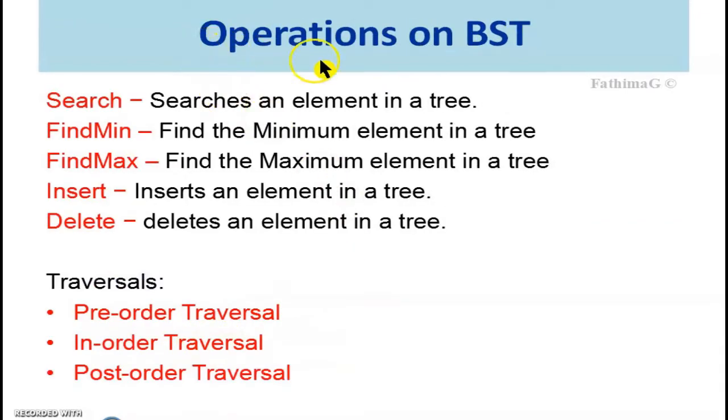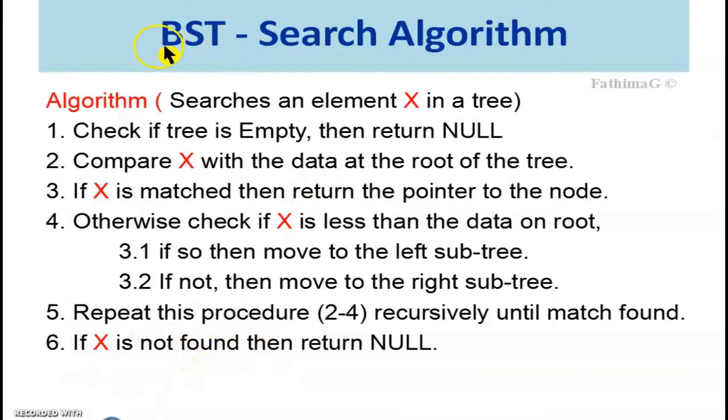Next, let us see the operations on BST. The search operation searches for an element in the tree. The find min operation finds the minimum element in the tree. The find max operation finds the maximum element in the tree. The insert operation inserts an element in the tree, whereas the delete operation deletes an element from the tree. The other operations are used for traversing the tree, where there are three types of traversals like pre-order, in-order and post-order traversal. Next, let us see the operation in detail one by one.